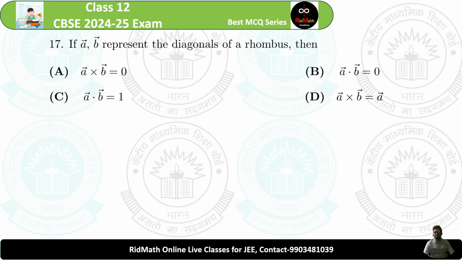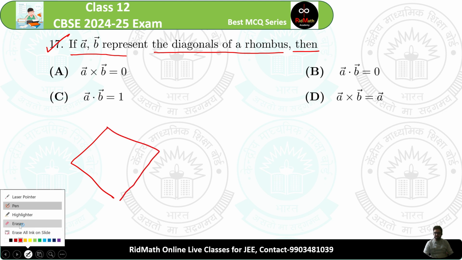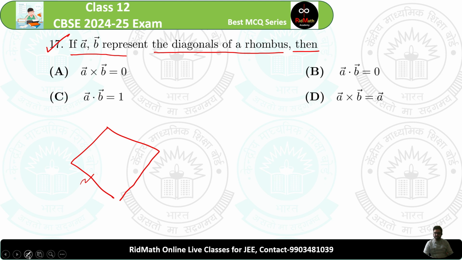Okay, next problem. 17. If vector a and vector b represent the diagonals of a rhombus, then what? So this is the diagonal, this is the rhombus. I think I have made it incorrect.